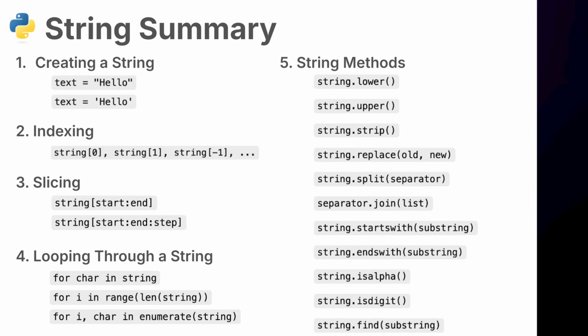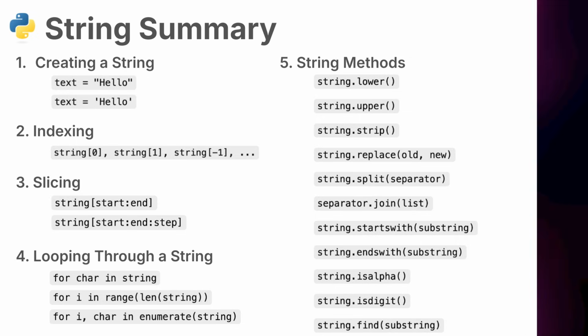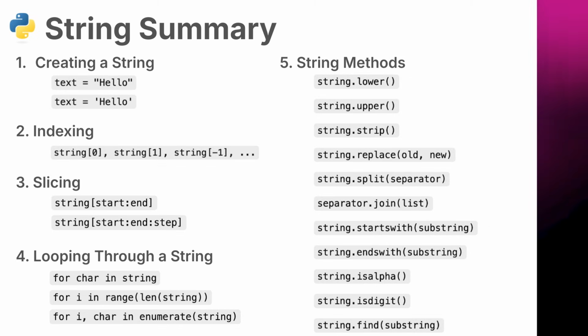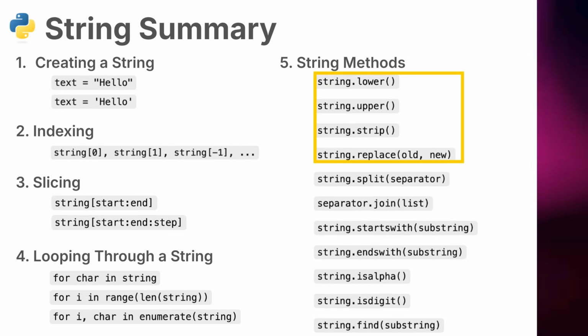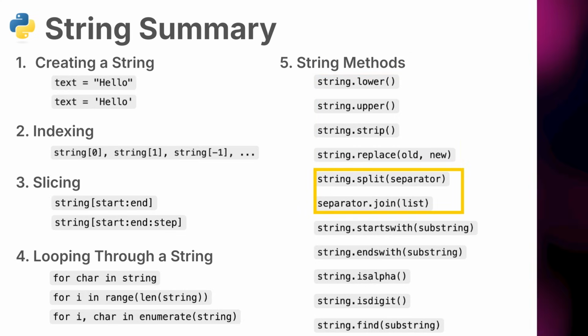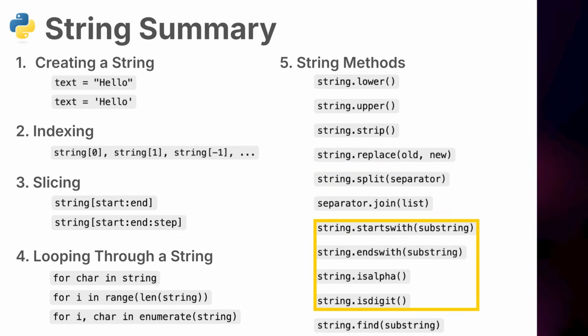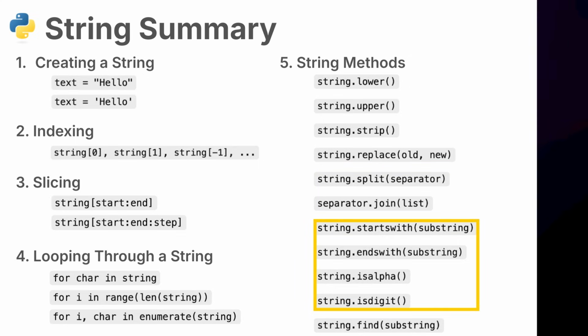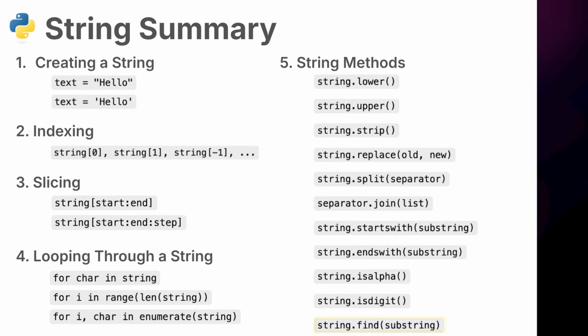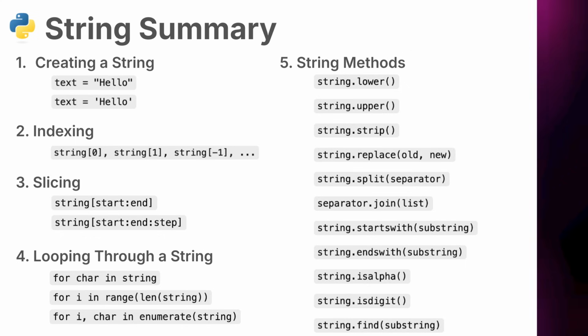4. Looping through a string. You can loop through each character in a string using a for loop. Use range for index-based looping or enumerate to get both index and value. 5. String methods. Python provides many built-in methods to work with strings. Modify, such as lower, upper, strip, and replace. Split and join. Check content, such as starts with, ends with, is alpha, and is digit. Search, such as find. These methods make it easy to clean, format, and analyze text efficiently.